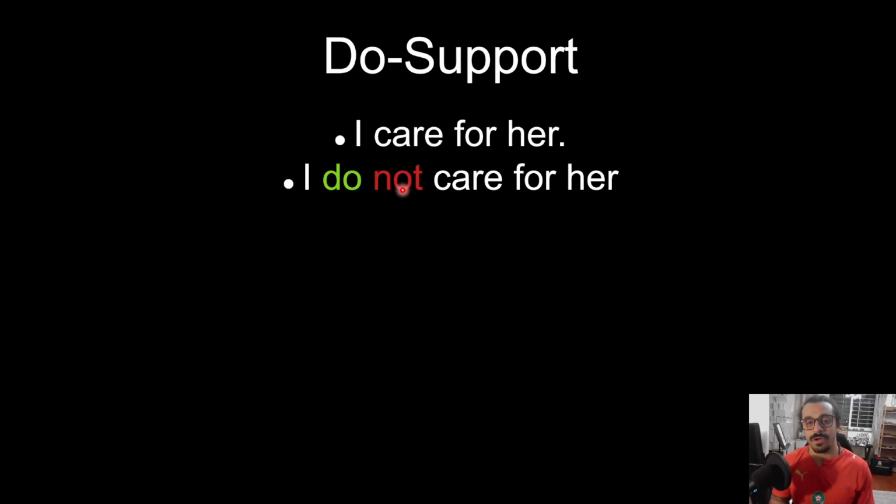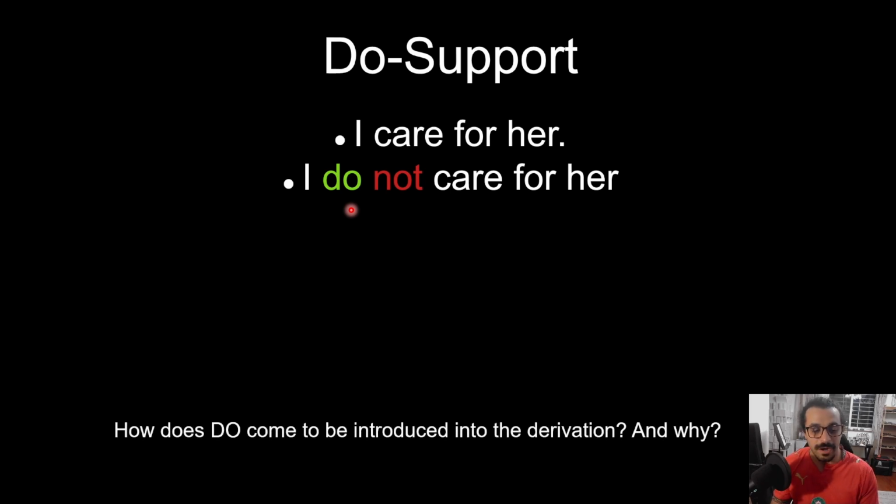The first thing is the not particle, which we have talked about in another video about negation. If you want to know more about that, I suggest you go and watch that one. And the second one is do. So do is what we're going to concern ourselves with for this lesson. The questions we're going to ask are: how does do come to be introduced into the derivation, and why? Why do we need it? We need the explanatory side dealt with as well.